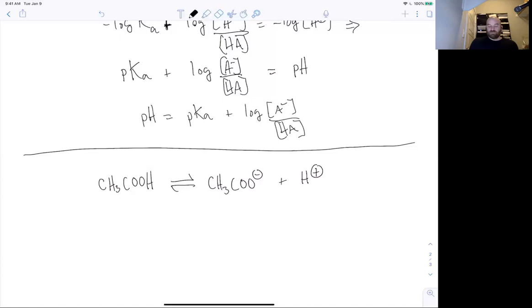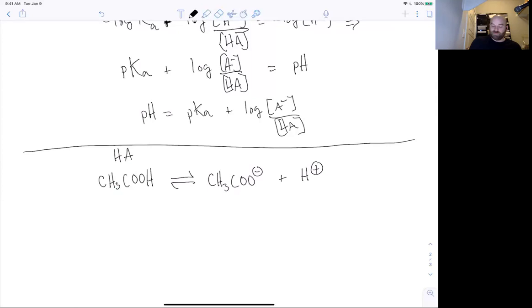If we're using HA as our model reaction, this is A minus, and then obviously this is H plus. So this is what that would look like if we're trying to plug this into our Henderson-Hasselbalch equation. The Ka for this, I should probably know this one off the top of my head since it's really common, is 1.8 times 10 to the minus fifth.